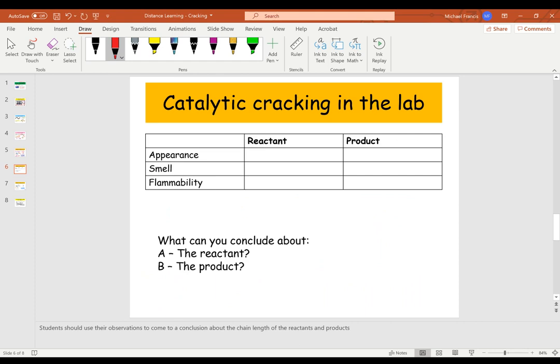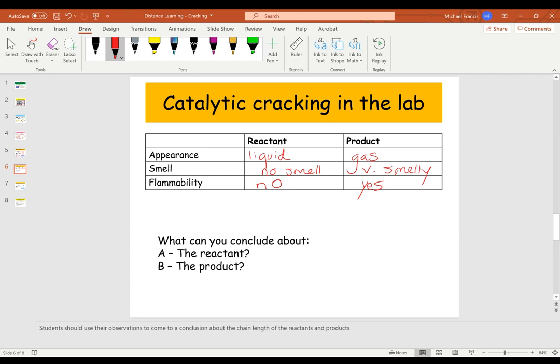Now if we were to look at our reactant and our product, we've already seen that the oil that we start with is a liquid, whereas the product that we make is a gas. The smell of them, the reactant has no smell, whereas the product is very smelly. It's a very bad smell. If we were to set fire to them, the reactant would not be flammable at all, whereas the product is quite flammable.